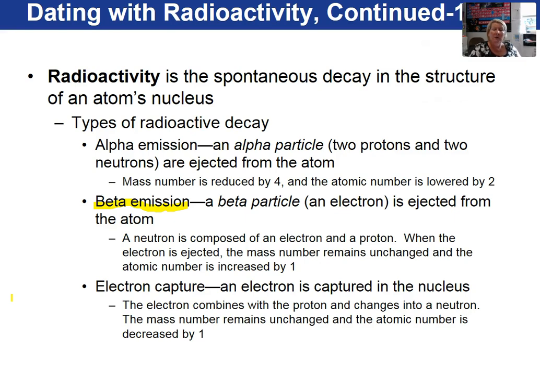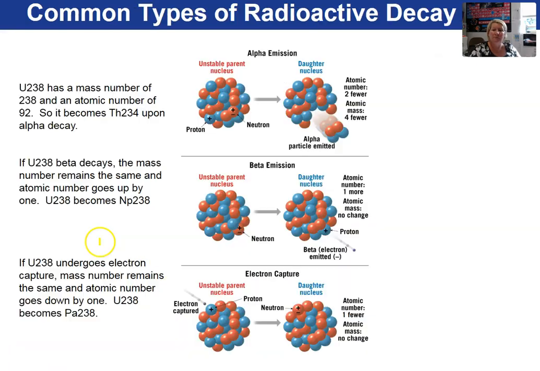The reason a nucleus would undergo beta decay is because it has too many neutrons compared to the number of protons. So the neutron changes into a proton and ejects a beta particle, an electron. As a result, the mass number remains unchanged. However, the atomic number is increased by 1. We have one more proton now. Let's take a look at that in visual.